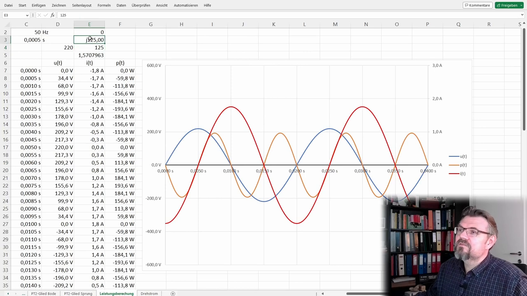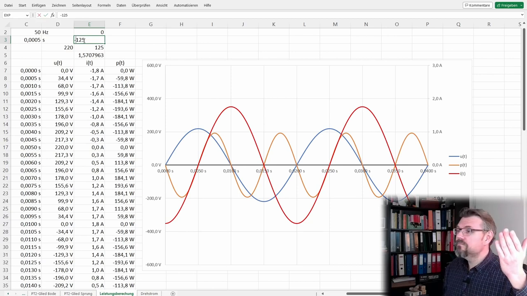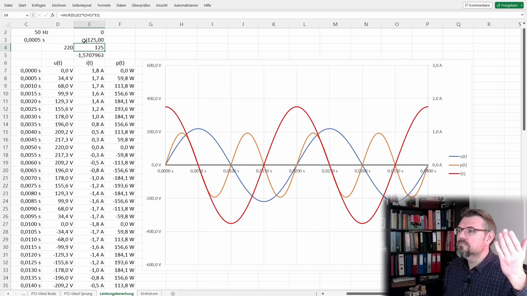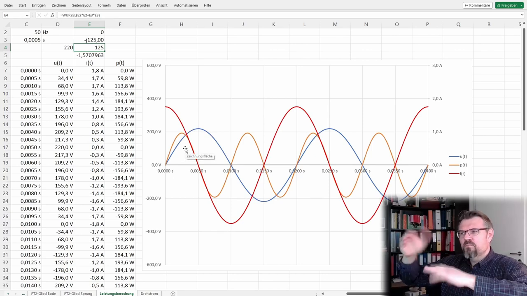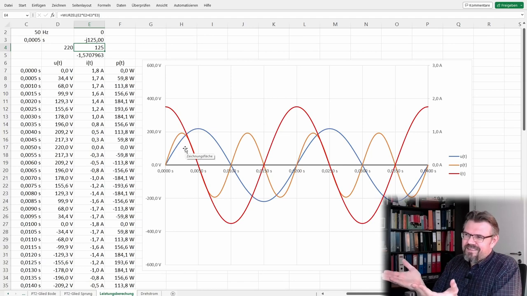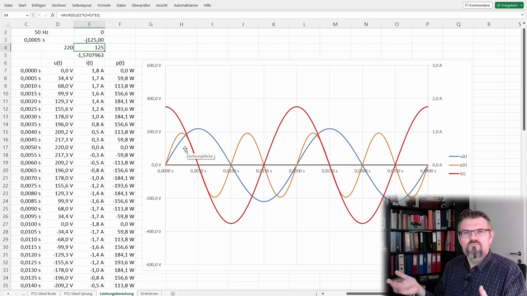Let's see for negative. So if we had a capacitor here, it looks a little bit different. Of course, the current is now leading and the voltage is following. And also the directions of the actual power have changed. But there is still no power transportation. No, there is not.